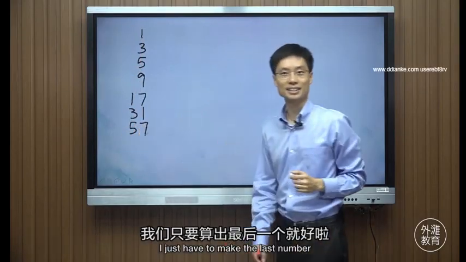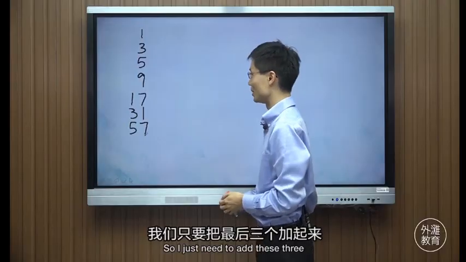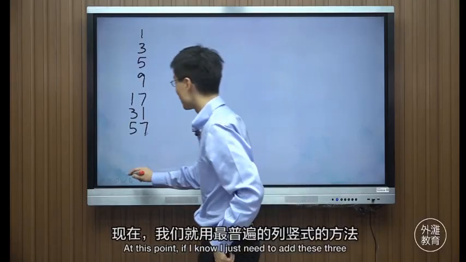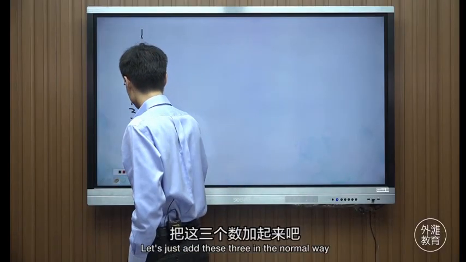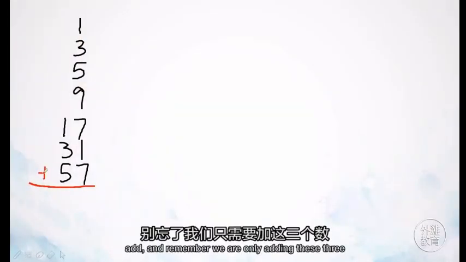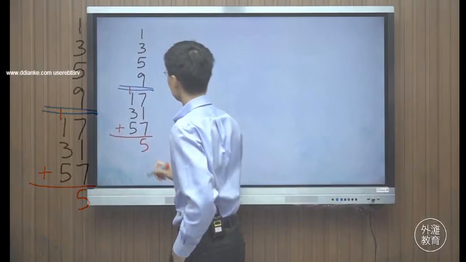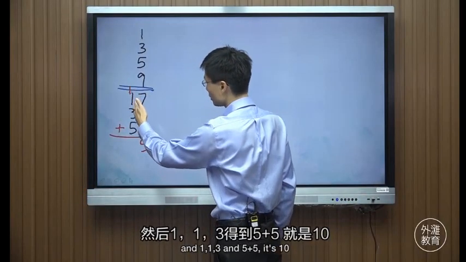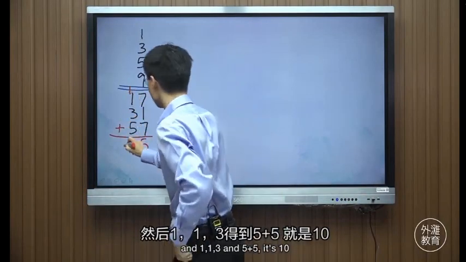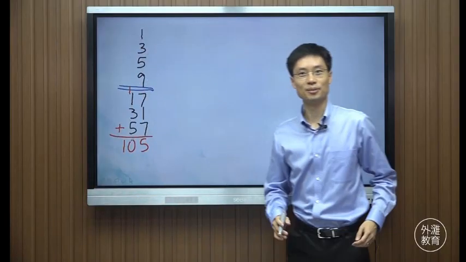I just have to make the last number. So I just need to add these 3. At this point, let's just add these 3 the normal way, and remember that we're only adding these 3. If we add these 3 at the end, 7, 7, 14, 1, 15, and then 1, 1, 3, that's 5 plus 5, 10. 105 is the answer.